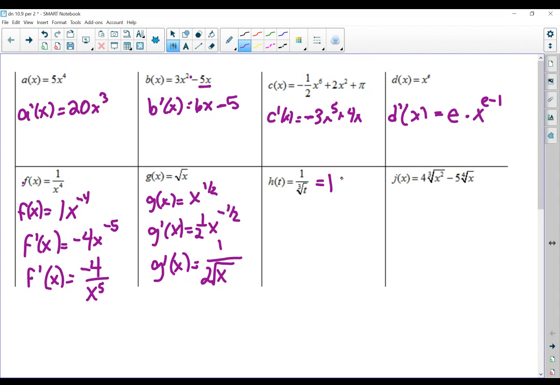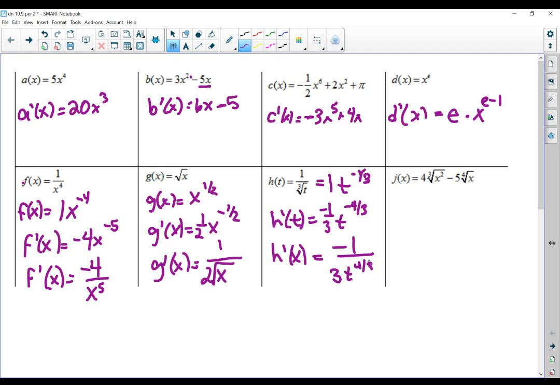Okay, I'm going to rewrite this one. It'd be 1 and then t to the negative, ooh, this is 1/3 because it's the cube root. So then when I take the derivative here, I'm going to get negative 1/3 t, and then negative 1/3 minus 1, negative 1 minus 3 is negative 4, so it'll be negative 4/3. Then I might put this in algebra form. It'd be negative 1 over 3t to the 4/3. Again, it doesn't matter if you want to leave that as a fractional exponent or put it back in radical form. You can also leave the radical in the denominator.